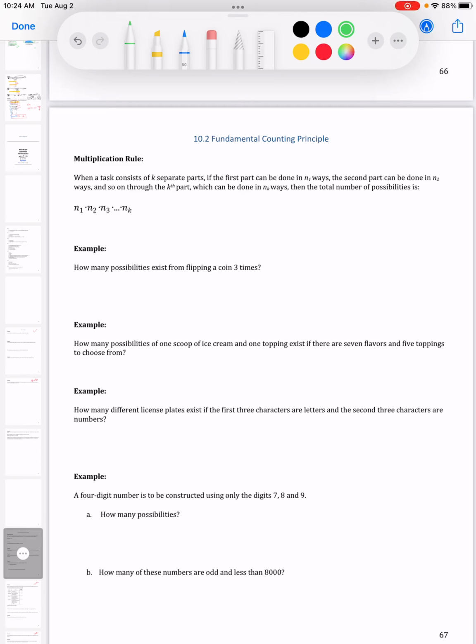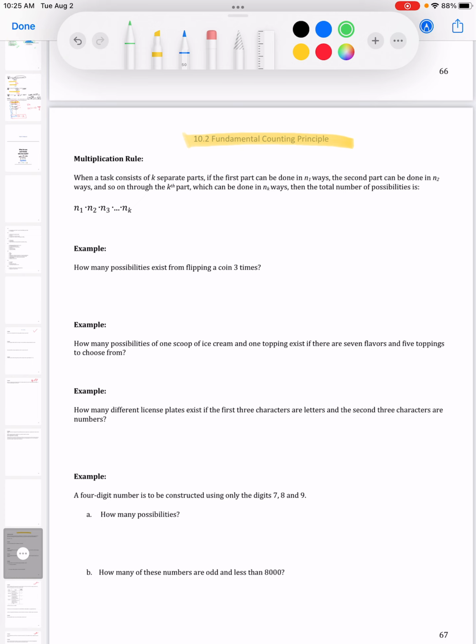So in this next section, we're going to keep with our idea of figuring out how many different ways we can do something, but we don't want to have to list them all out. We want to have a quicker way to get that done. So the next two sections are really going to go over quicker ways to do it than listing them out like we saw in 10.1. So this is our fundamental counting principle, the first one that we're going to go over in 10.2.